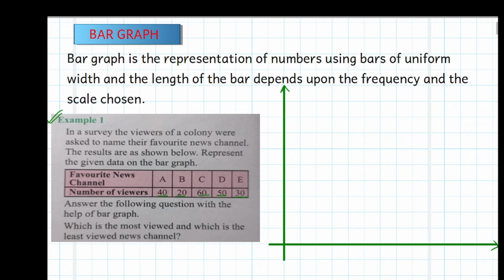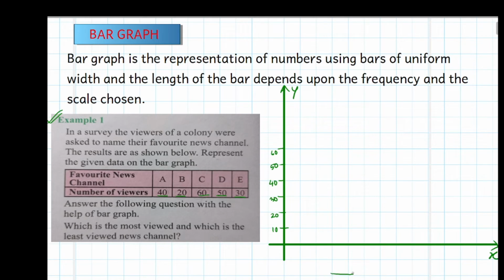So this is very important, how to take the scale. It is 0. Yes, this is 0. Now it's 10, 20, 30, 40, 50, 60. Okay, 0, 10, 20, 30, 40, 50, 60. So here y and this is x.